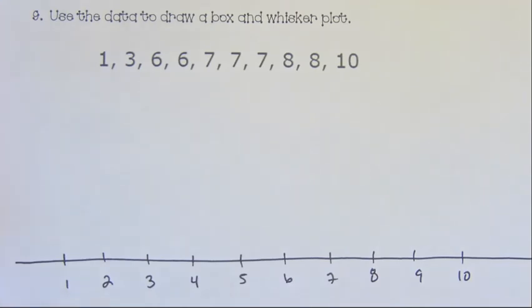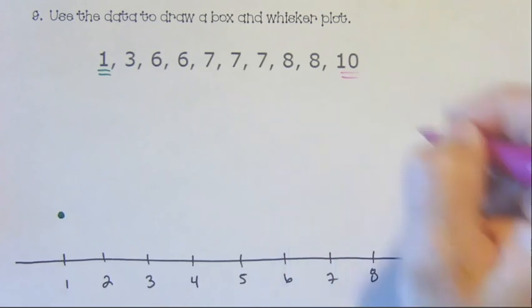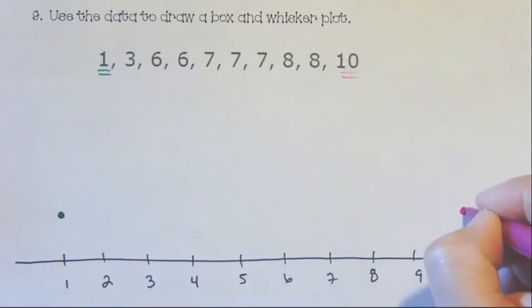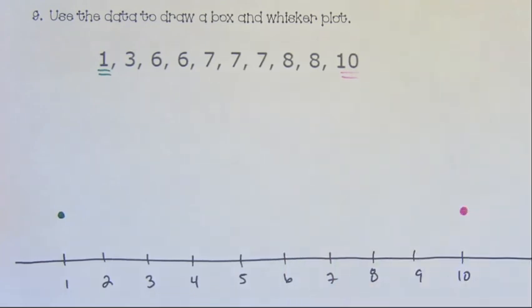To start this, you need the smallest number on the graph, which is just a 1. So I'm going to put a dot right there. I need the biggest number, which is a 10, to be represented on the graph. And that's right here. So that's my smallest and my biggest numbers.